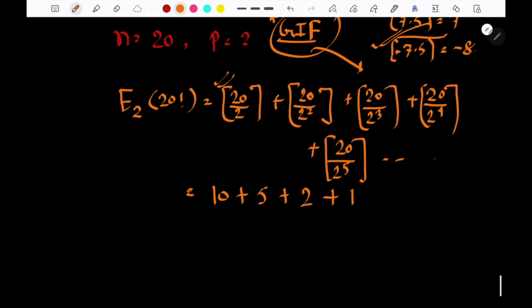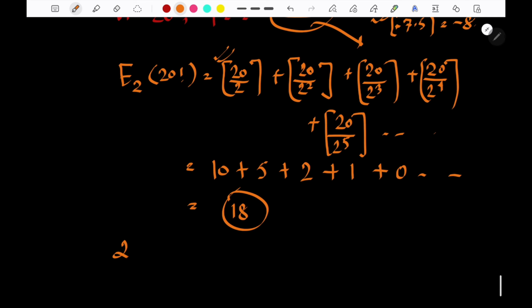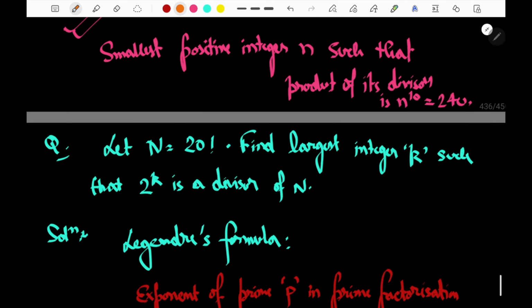Now here we approximate, and then it will be 0 for the rest of the terms. So what is the value? 10 plus 5 plus 2 plus 1, that is 18. So it means 2 to the power 18 divides 20 factorial, and that is the largest value. So k is equal to what? 18. Done. So this was easy.